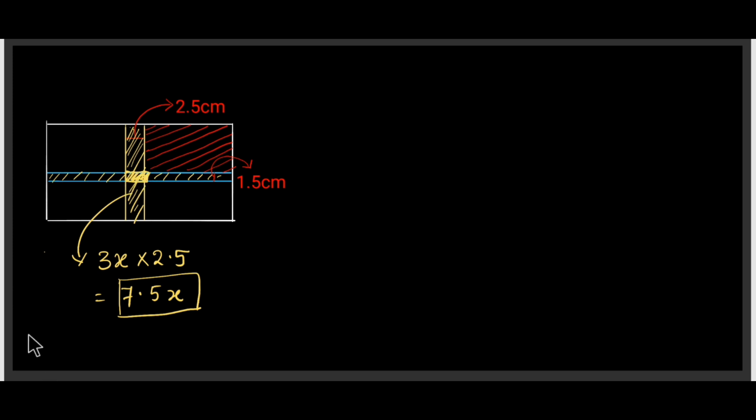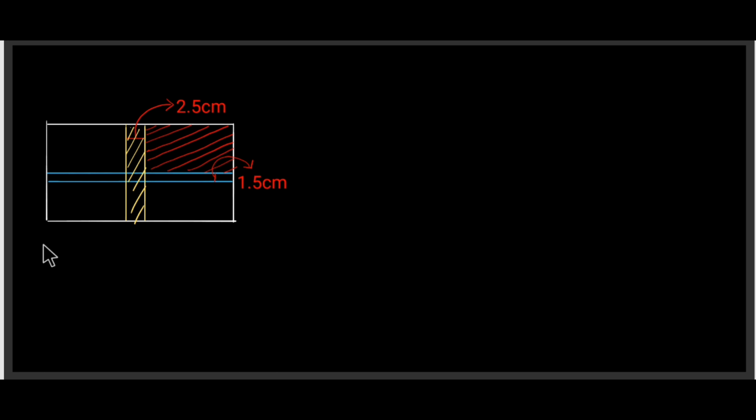So the area of this whole part is 7.5x plus 7.5x minus 2.5 into 1.5. Now it is 15x minus 3.75.